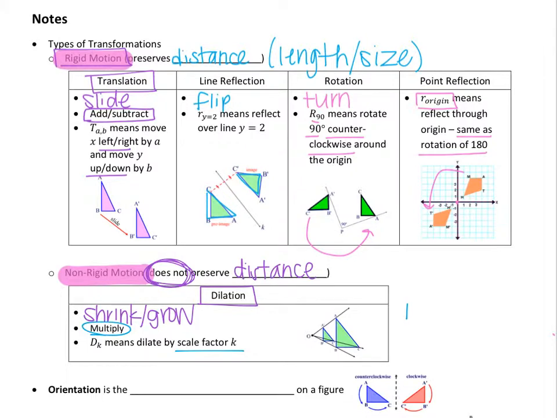Now, if k is bigger than 1, meaning a number like 2, 3, 2.5, 5.7, doesn't matter, as long as it's bigger than 1, the object will grow. If k is between 0 and 1, meaning like 1/2, 1/3, 1/5, 2/5, then the object will shrink. It's getting smaller.